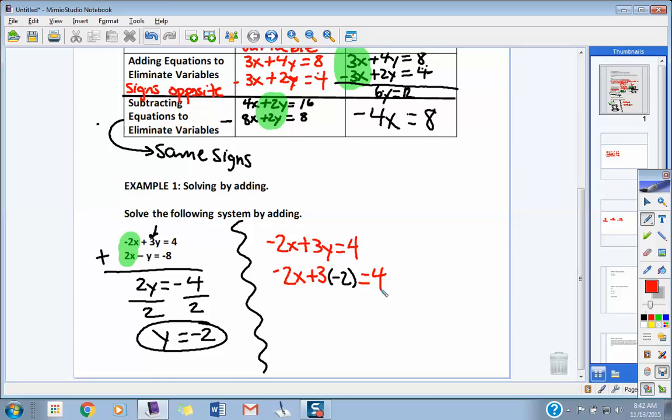All right, how about this right here then? 3 times -2, what is that, gang? -6. So if you guys agree, now you have -2x minus 6 equals 4. Everybody agree? Okay. Now what? Jacob? Add 6, good. So you've got -2x is 10.